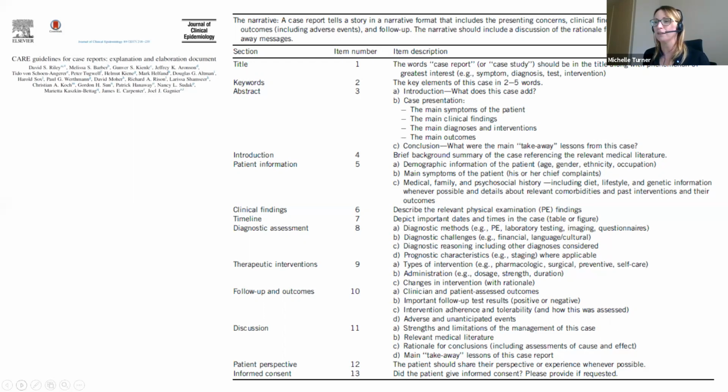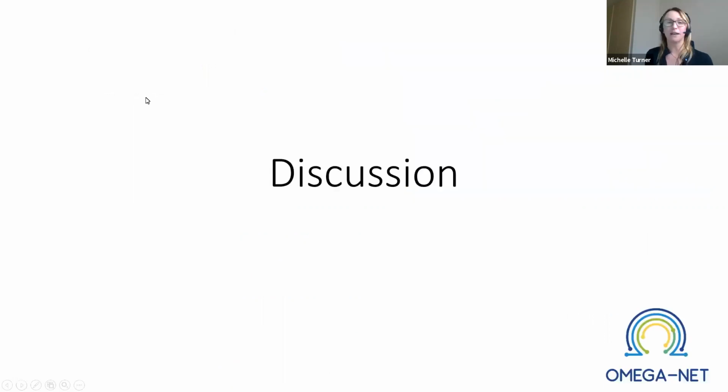And the one thing that's very different from other types of epidemiological studies that we publish is, you'll see down here at the bottom, the reporting guidelines specifically mention that the patient perspective should also be included. So the patient should share their perspective or experience wherever possible, which is very unique and also makes it very interesting. So that's the lecture for case reports and case series.